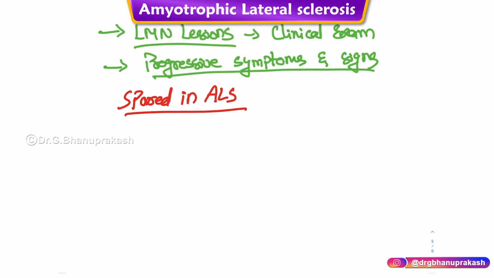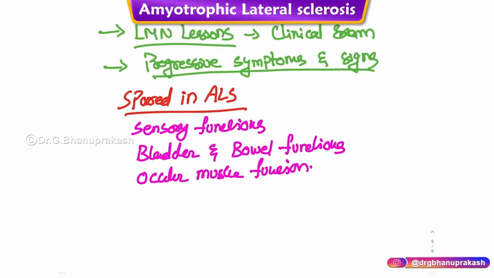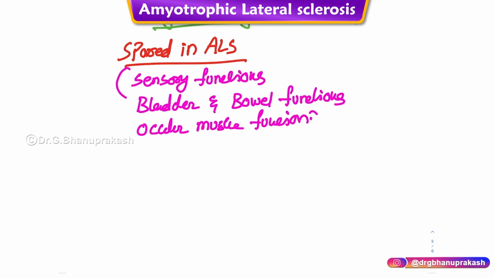What are they? Sensory functions. We never studied this in the clinical manifestations. Bladder and bowel functions, these are also absolutely normal in ALS. Ocular muscle function. So all these are spared in ALS. Okay, this is about the diagnosis.